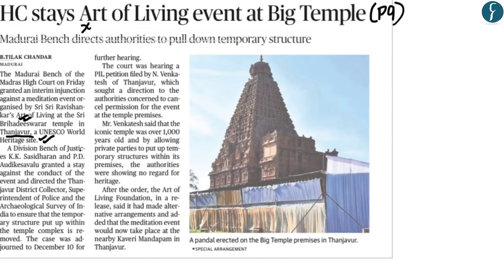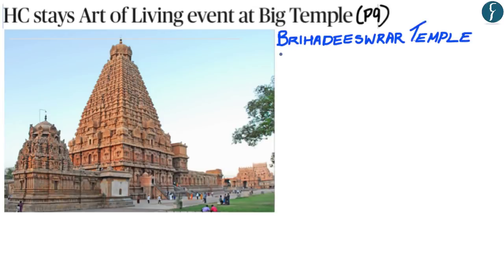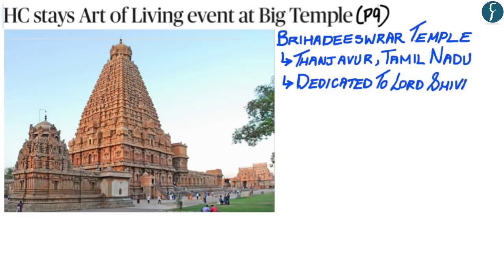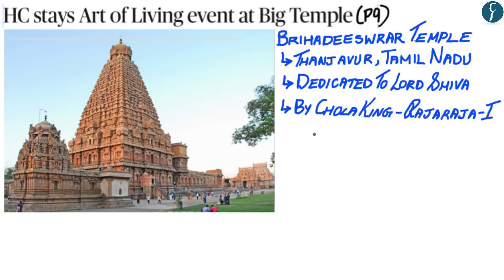prelims examination of 2019. Now this temple is located in Thanjavur in Tamil Nadu, and this temple is dedicated to Lord Shiva. Apart from this, what you should also know is that this temple was built by the Chola king known as Raja Raja I. And one of the inscriptions located in the Brihadeeswarar temple also describes the temple as Dakshina Meru.